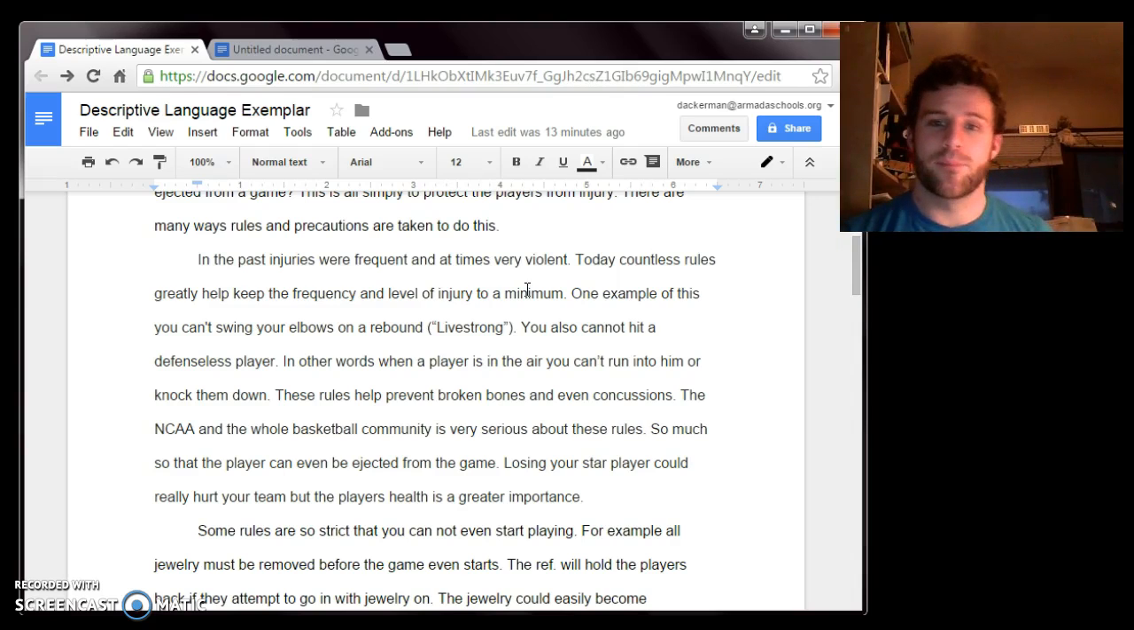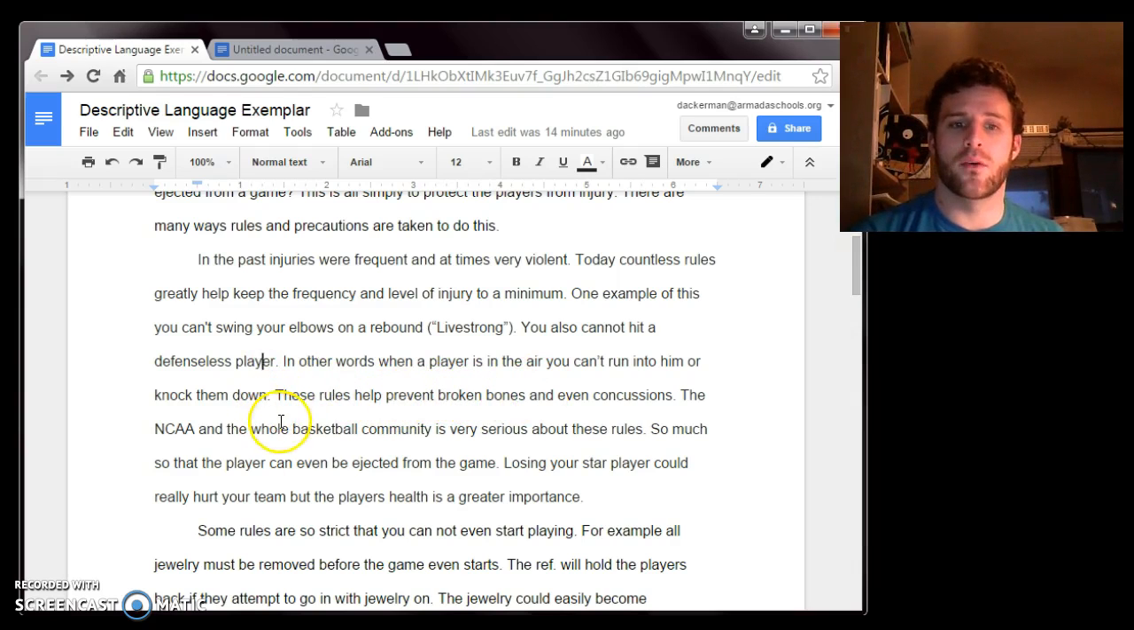It sounds great. One example of this is you cannot swing your elbows on a rebound. You also cannot hit a defenseless player. In other words, when a player is in the air, you can't run into them or knock them down. Okay, that basically describes them being defenseless, a great adjective to describe that player. These rules help prevent broken bones and even concussions.